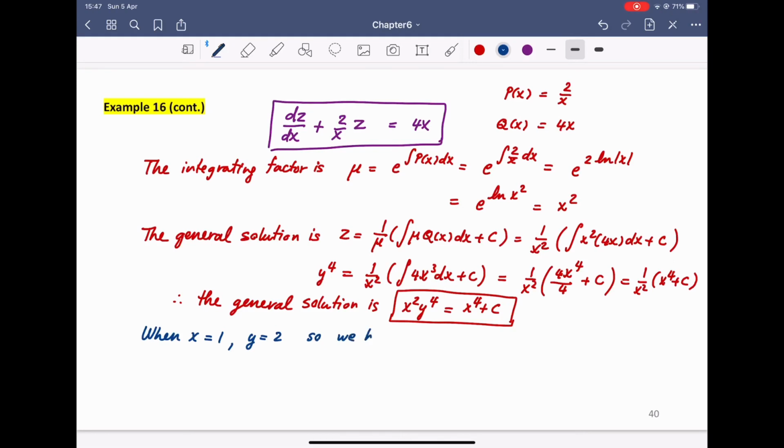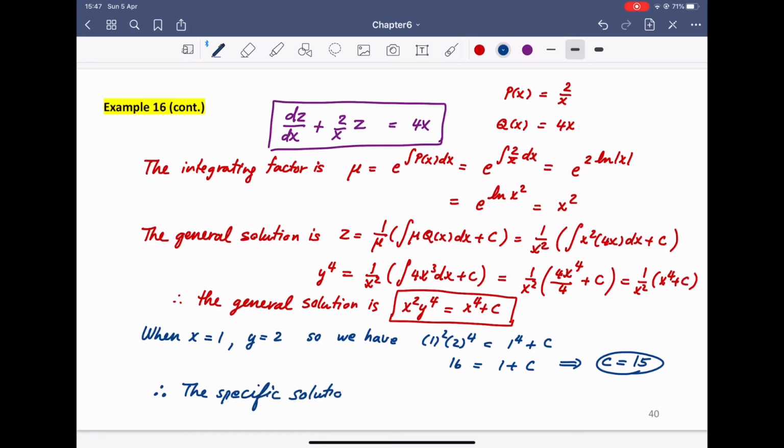Let's substitute this. With x equal to 1 and y equal to 2, we have 16 equal to 1 plus c. So c is 15. So the specific solution is x squared times y to the 4th power equal to x to the 4th power plus 15. That is your final answer for this question. And that's all for this chapter.